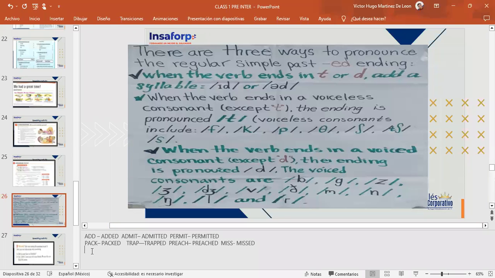Ok. Like, let me see. Drop. Well, stop, stop. Y la D suena da. Ok. Recuerde, yo estoy exagerando, ok. No va a hablar así. Stop.